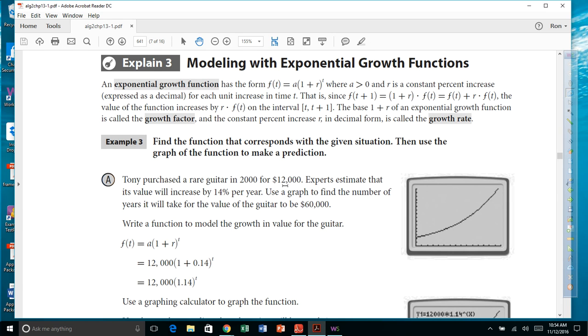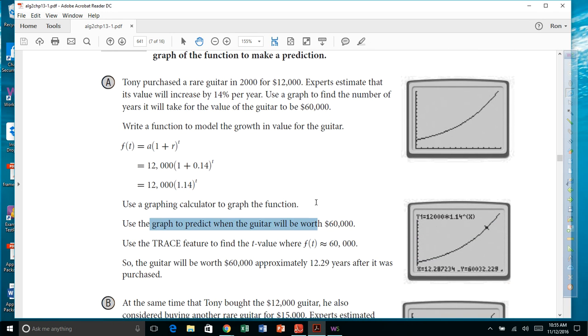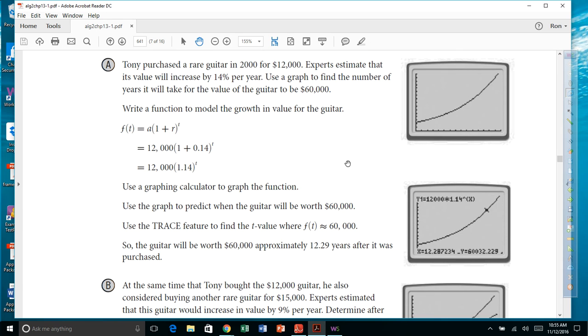Find the function that corresponds with the given situation, then use the graph of the function to make a prediction. Tony purchased a rare guitar in 2000 for $12,000. Experts say that its value will increase by 14% per year. Use a graph to find the number of years it will take for the value of the guitar to be $60,000.